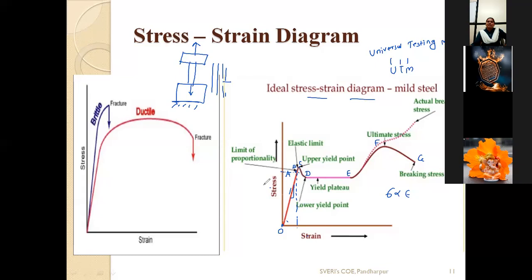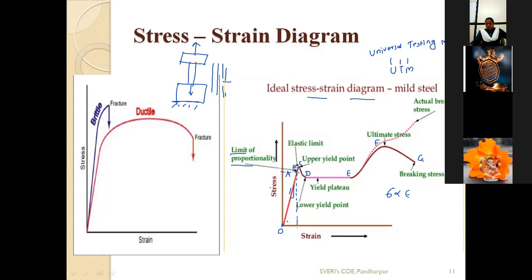So within elastic limit, stress is directly proportional to strain. And this particular portion, O to A, is called the limit of proportionality. After that, we will move towards A to B.